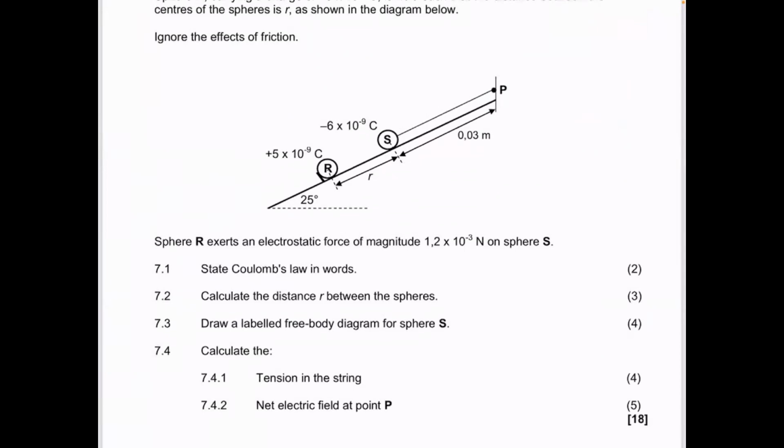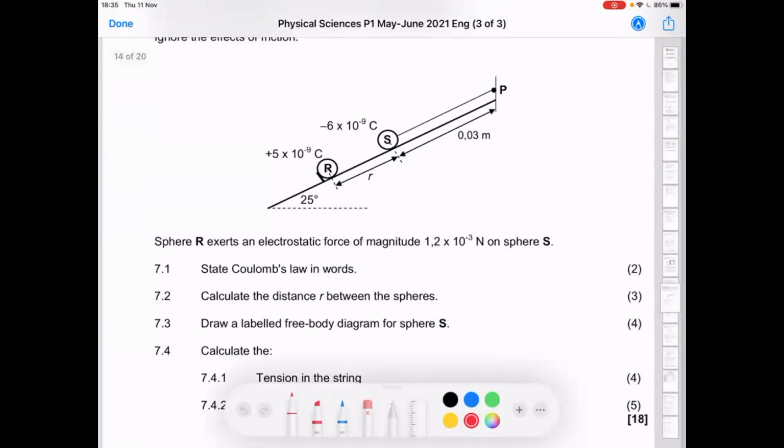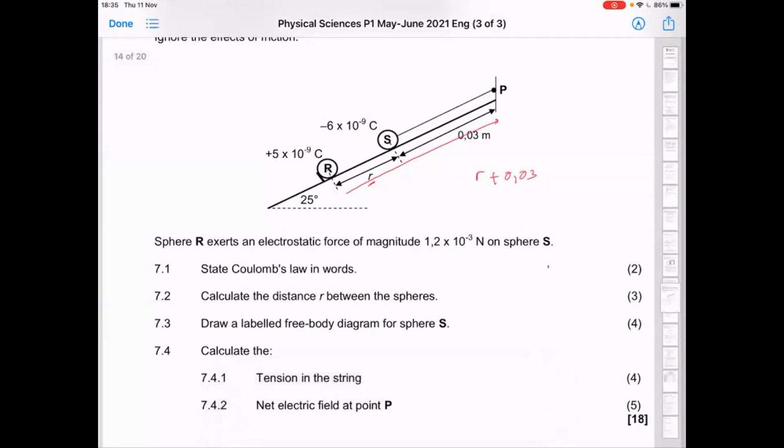When we're doing that, remember, we need to know the distance from the charge to point P. S to P is 0.03 meters, and from R to P it's 0.03 plus R. So the distance is R plus 0.03. I'm reminding you of this because we're going to use it in our calculation now. Let's find the net electric field at point P.